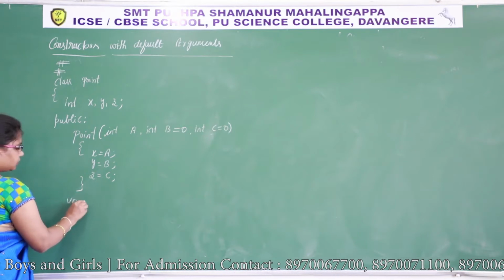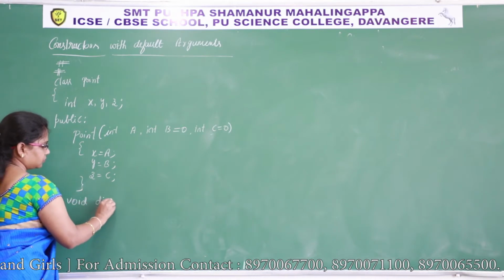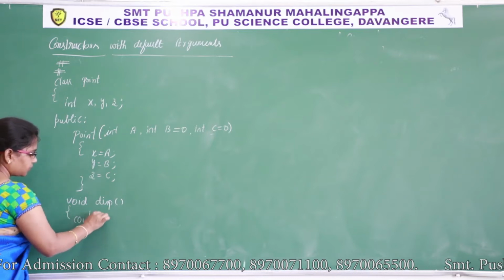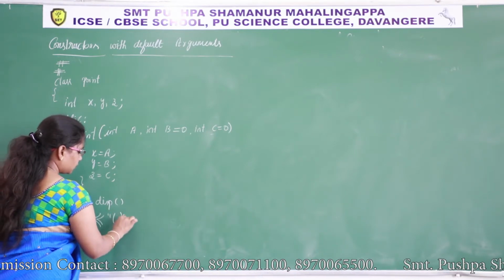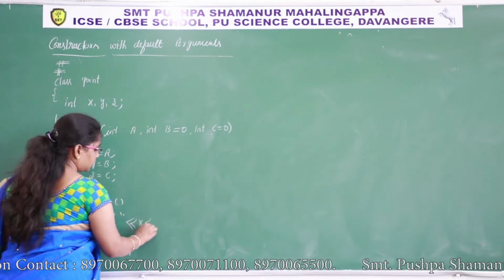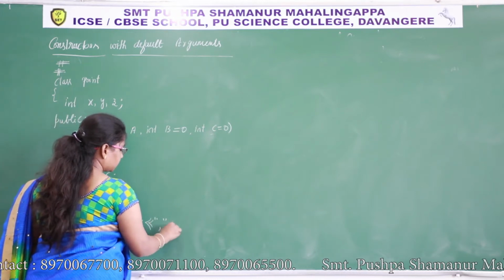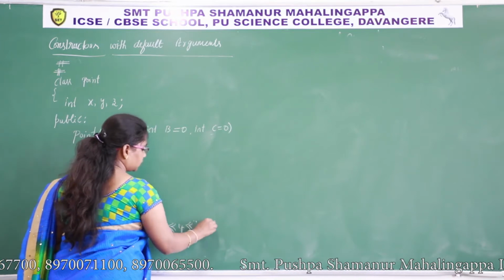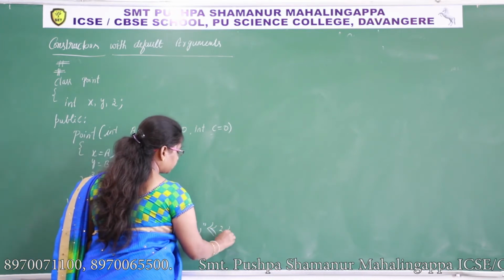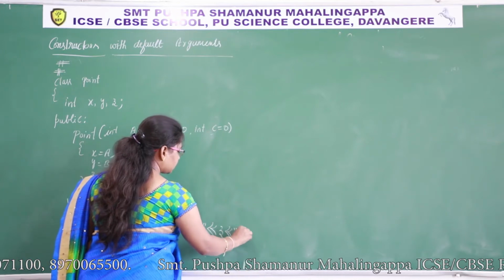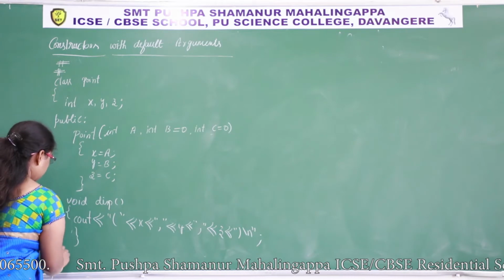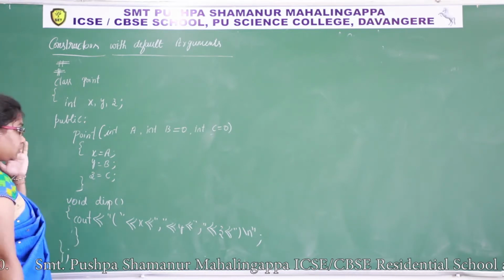Void display. cout insertion open parenthesis, the x value, after that comma, y value, comma, insertion z value, close parenthesis, backslash n, semicolon. So display close, function close.